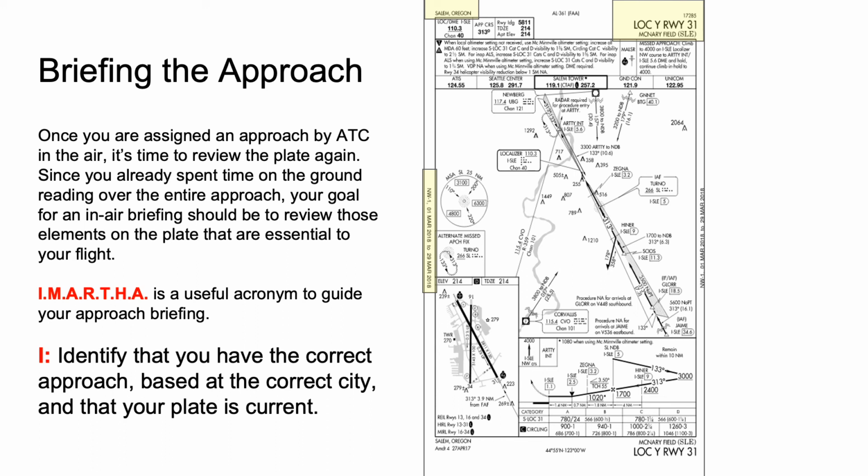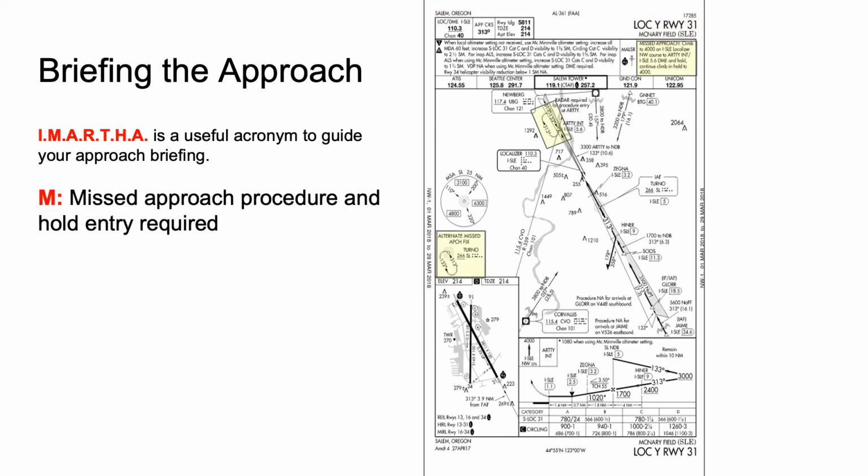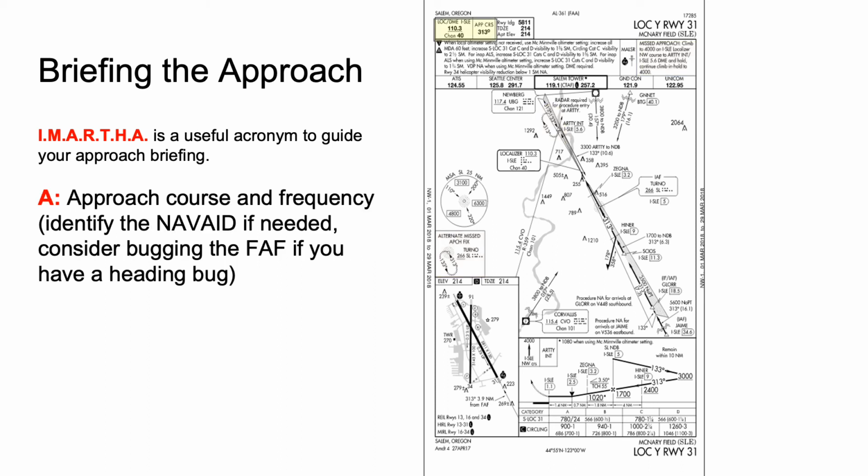The I in IMARTHA starts with identifying that you have the correct approach for the correct airport. The M stands for missed approach procedure, which you need to review. A stands for the approach course and frequency, so that's the final approach course and the frequency for whatever nav aid that it uses.